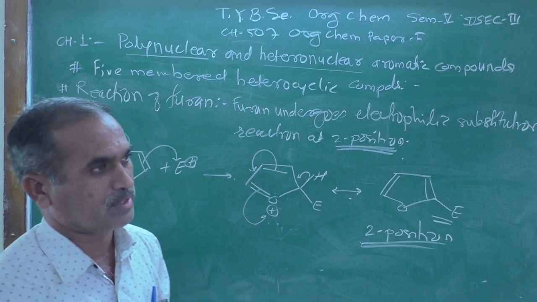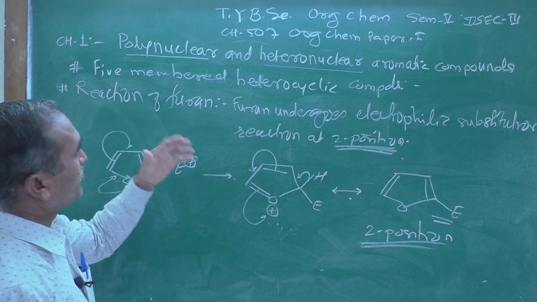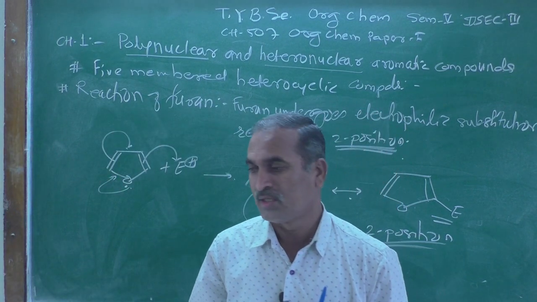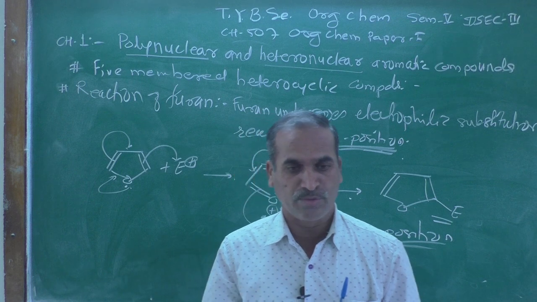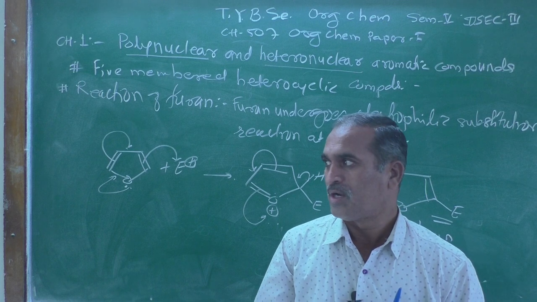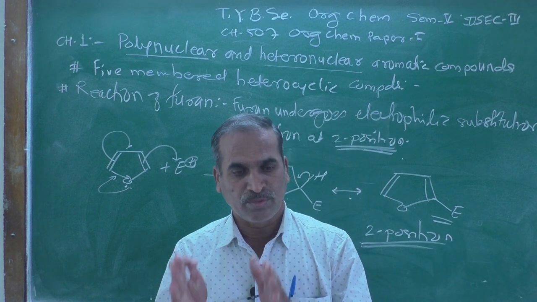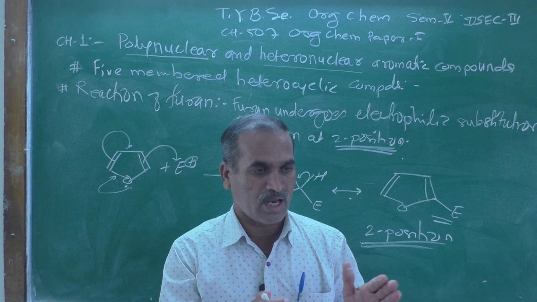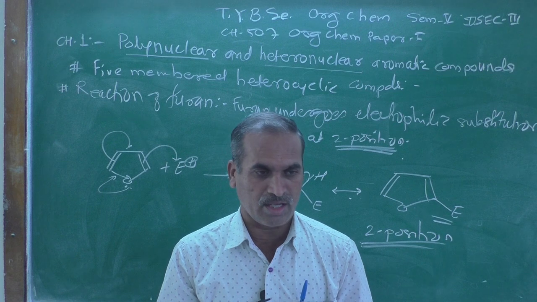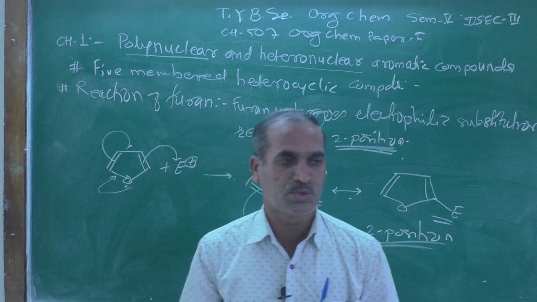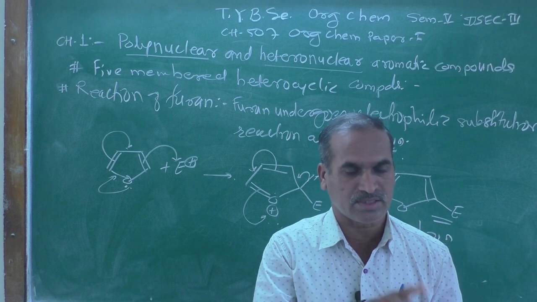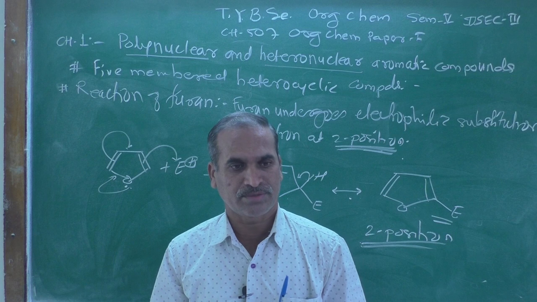I think yesterday we were discussing the five-membered heterocyclic compounds, and the first one is furan, as we know, which is a five-membered ring. And the synthesis of furan, how furan would be synthesized in the laboratory, starting from which starting material and which catalyst is used, that kind of discussion we had in our previous lectures.